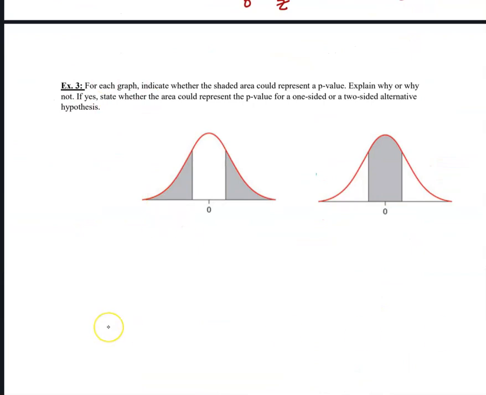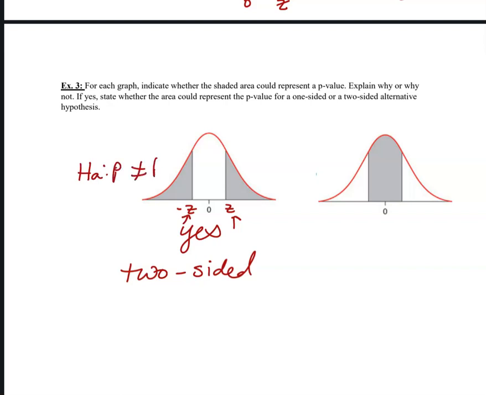For this picture, indicate whether the shaded area could represent a p-value and explain why or why not. So the first picture, what do you say for that? I would say yes, and that would be a two-sided test. So you would have a z-score over here and then a corresponding z-score on the other side. Your sample would have either ended up here or it would have ended up here, but because this is a not equal to for your alternative hypothesis, we need to consider both possibilities. Either it's less than the negative z-score or greater than the positive z-score.